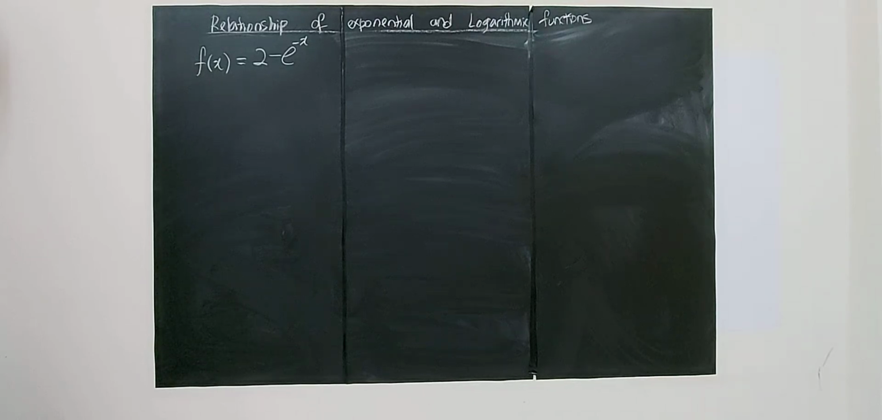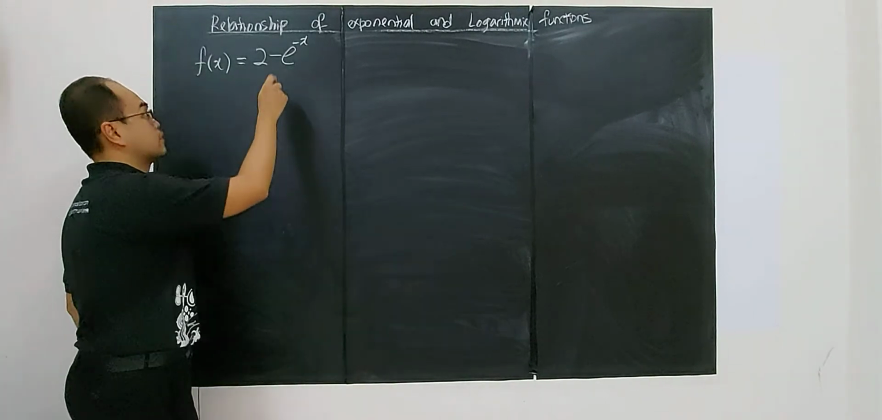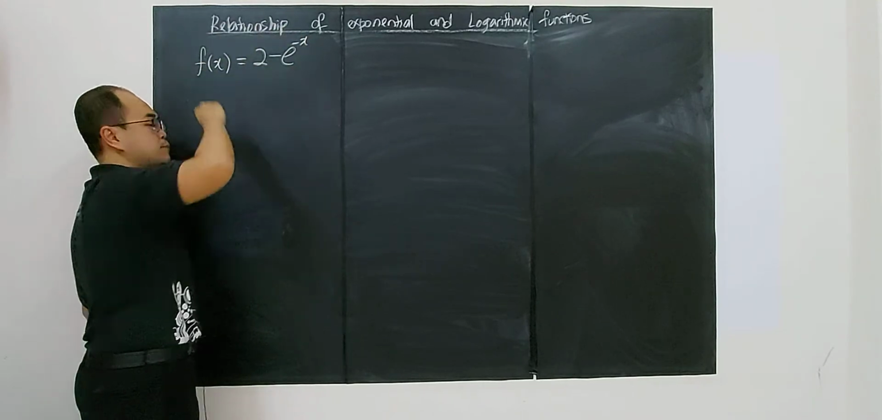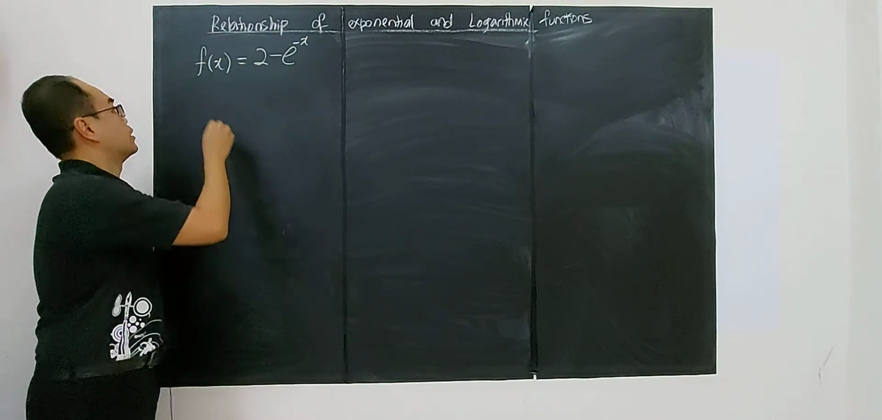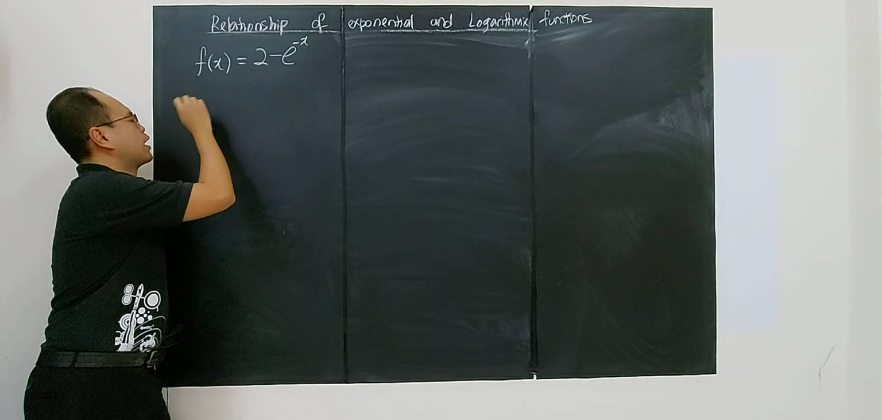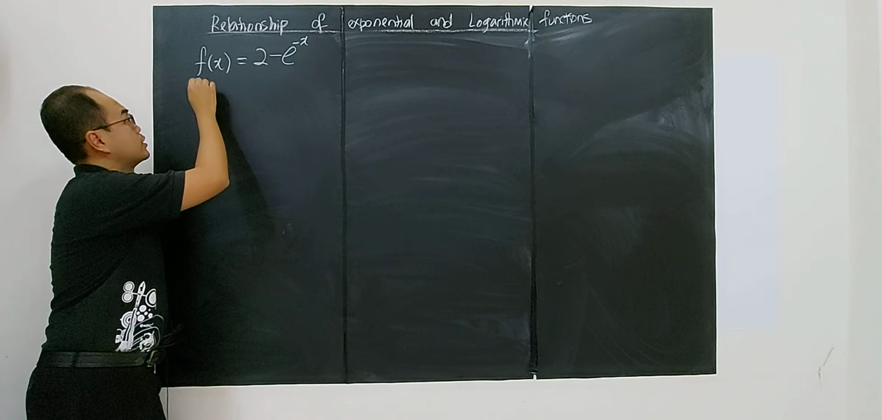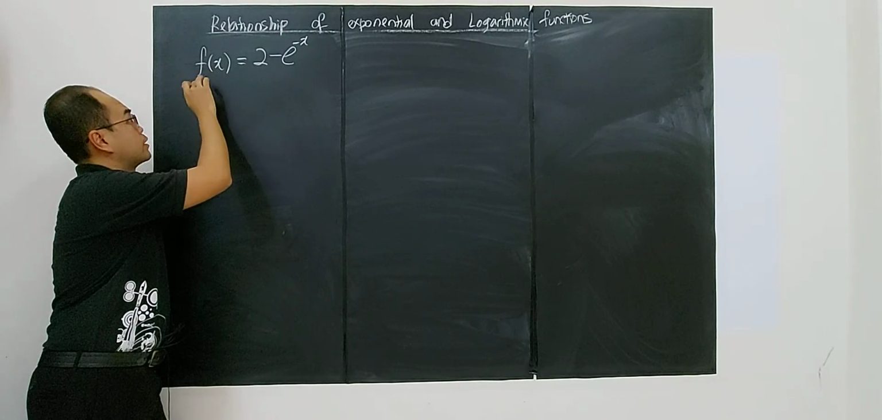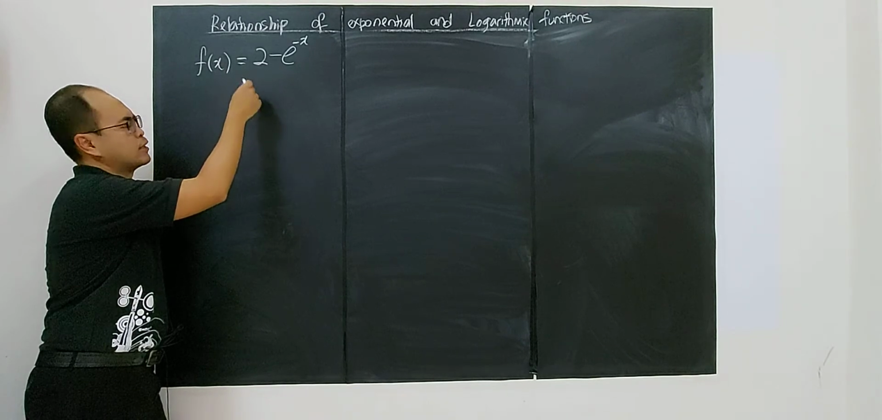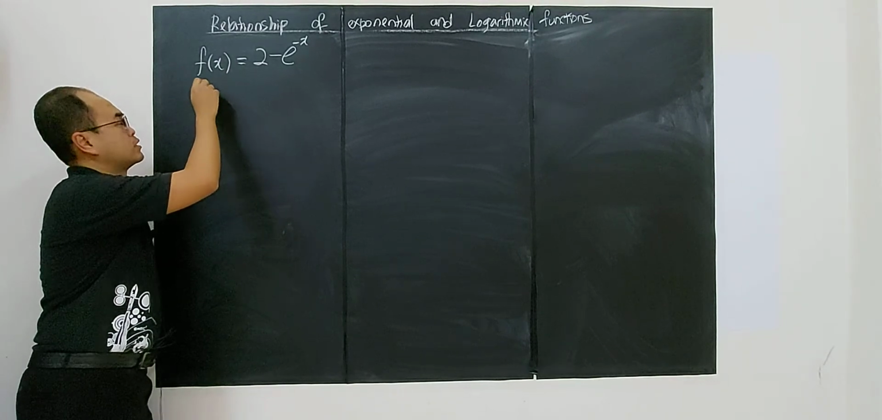Hi, in this video again I'm going to talk about the relationship of exponential and logarithmic functions. So you have f(x) equals 2 minus e to the power of negative x. This is an exponential function, right? So at first we have to find the inverse function here. I will tell you how to find the domain and range for f inverse.